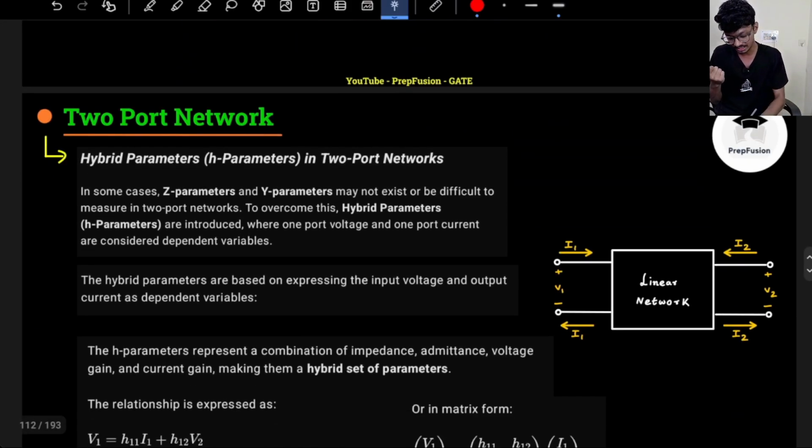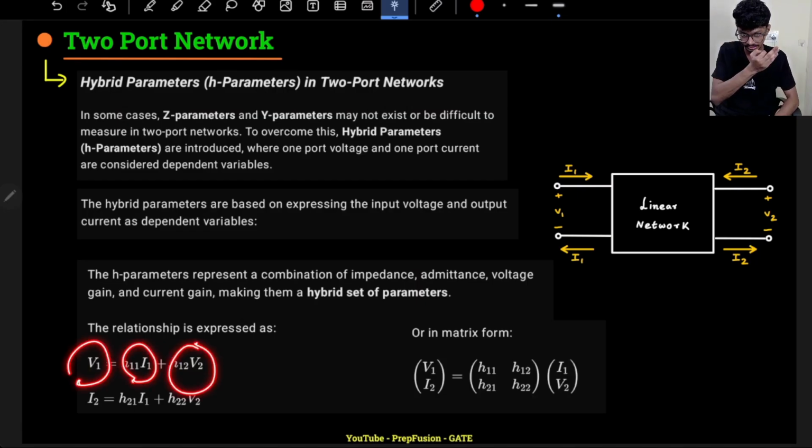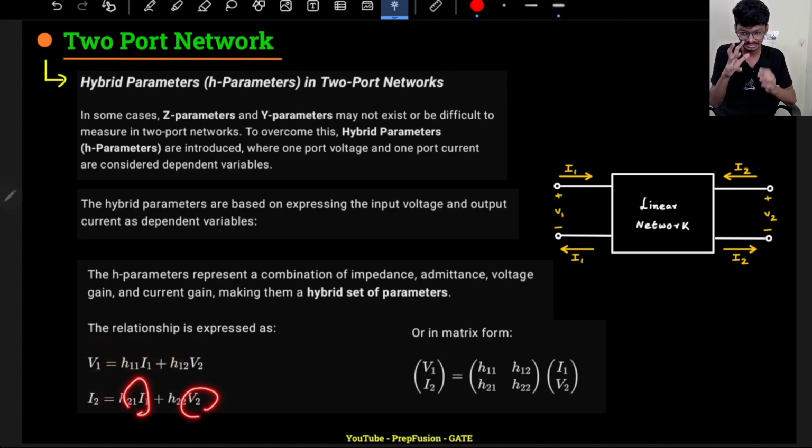H parameters are referred to as hybrid parameters. Why are they called hybrid parameters? Because I can write my voltage in terms of current and voltage. So I write my input voltage in terms of input current and output voltage, and I write my output current in terms of input current and output voltage. So it's like a mix and match, right? That's why it's a hybrid of voltage and current, and that's why the name hybrid parameters.